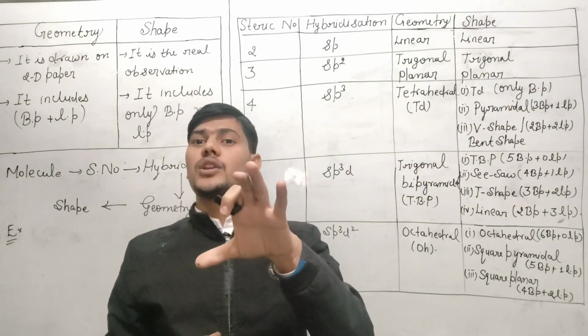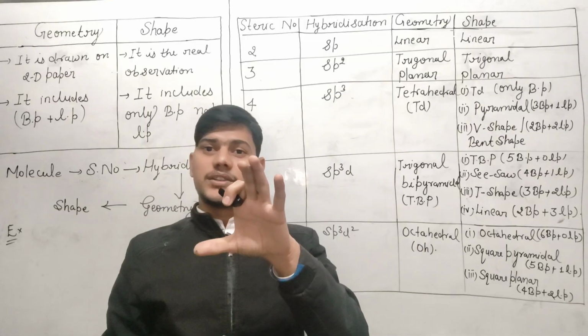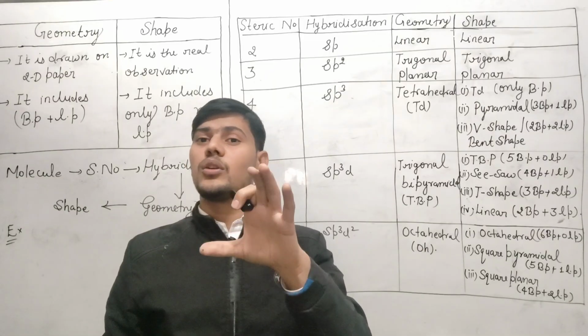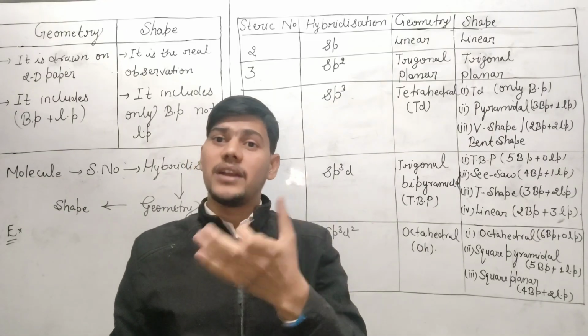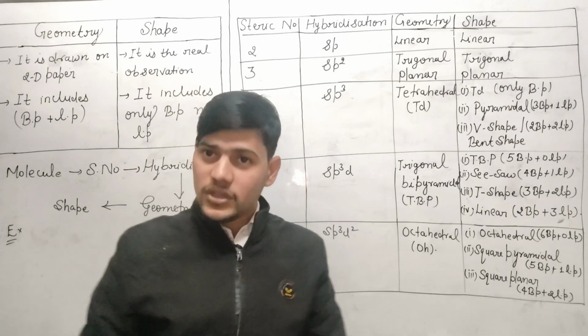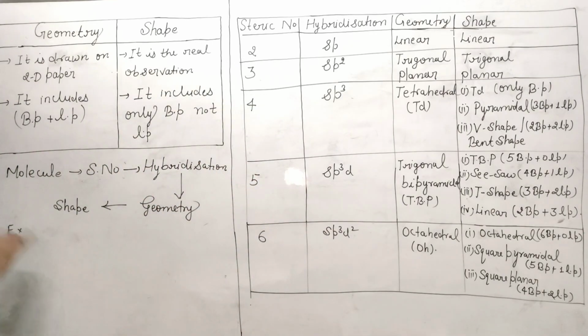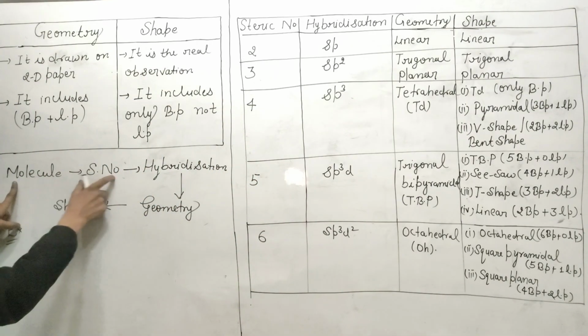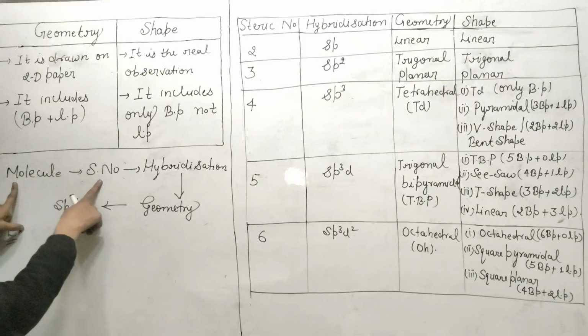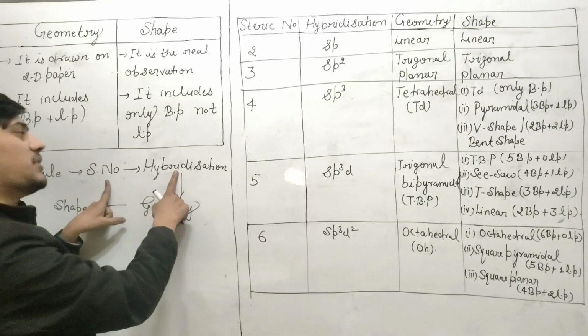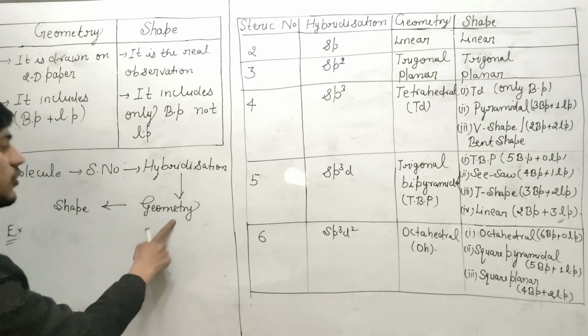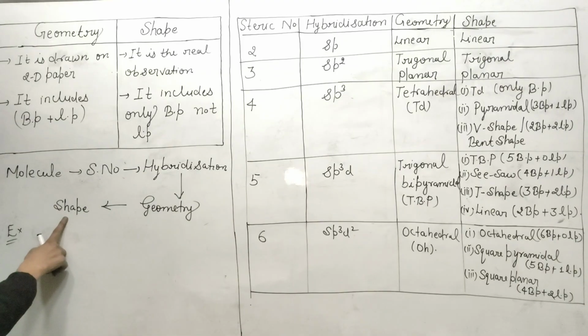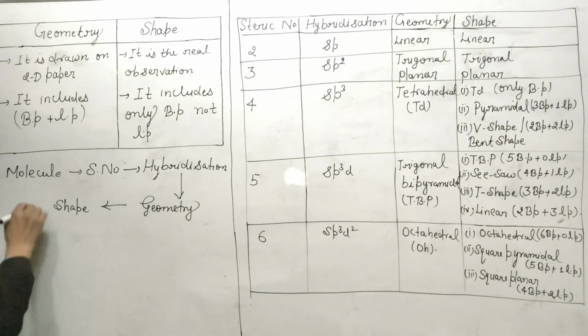If the molecule or the structure of the compound is given, then how can we determine the geometry and the shape? For this, first of all, the steric number of the molecule is calculated, and from this we go to the hybridization of the molecule, and then to the geometry, and after that we tell the shape of the molecule.